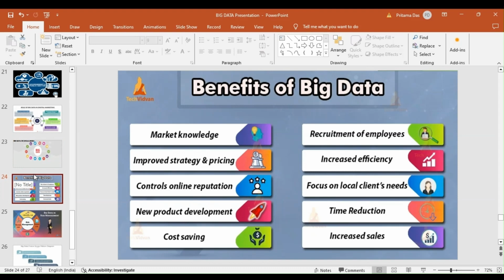So, next one is benefits of big data. The benefits of big data are market knowledge, improved strategy and pricing, controlling online reputation, new product development, cost savings, increased efficiency, focus on local clients' needs, time reduction, increased sales, etc. Improved decision making: big data analytics enables organizations to make data driven decisions. By analyzing vast and diverse datasets, data scientists can uncover insights and trends that might be otherwise hidden, leading to more informed and effective decision making.